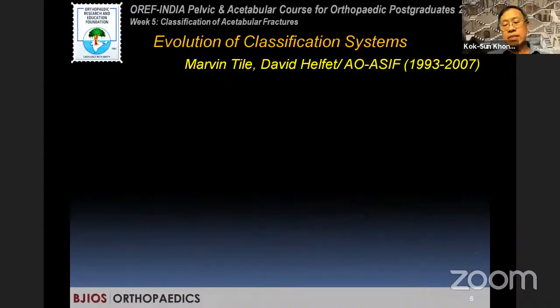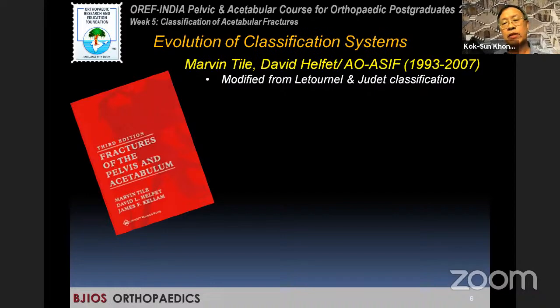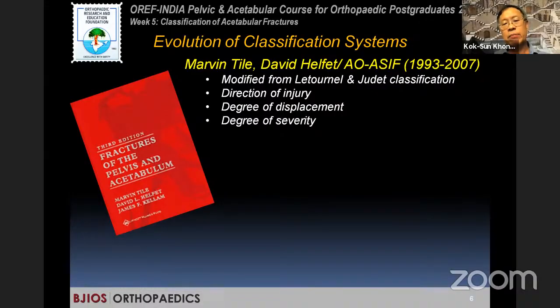Then in the late 1990s, Martin Thal, David Halford, and James Kellum from New York, Canada, and South Carolina devised the classification we now adopted by the ASIF group. It was modified from Letournel and Judet's classification and closely follows them in some descriptions, but it added the direction of injury, the degree of displacement of the fragments, and the degree of severity, that means the comminution generally. It was comprehensive in the sense of A being the simplest and C being the most complex.